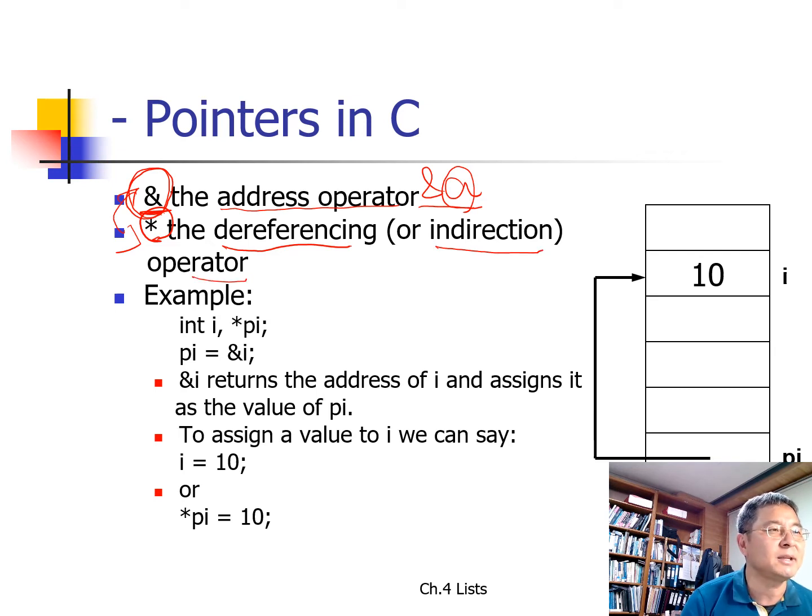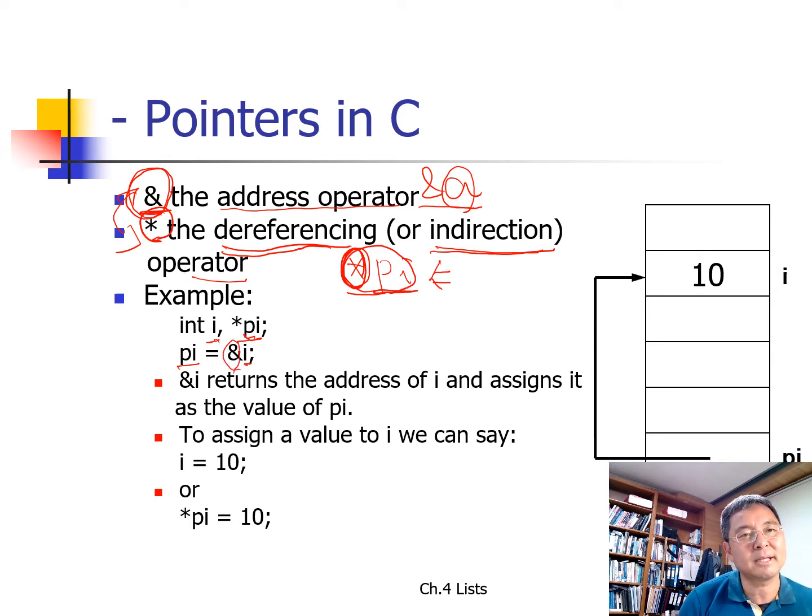That means if we use an asterisk in front of a pointer, it gives the value at this address. In that sense, it is called dereferencing or indirection. This is an example: integer i and pointer variable pi. pi is assigned as i's address.